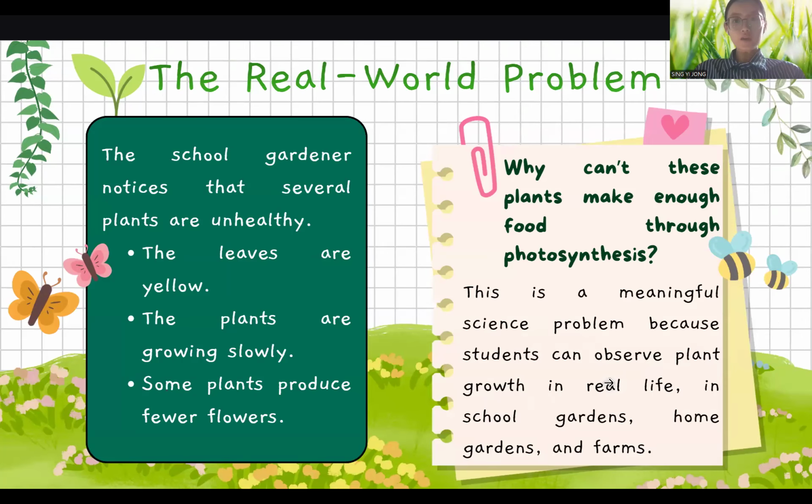I chose this problem because it is something students can actually observe in real life, whether in a school garden, a home garden, or a nearby farm. This makes the learning feel relevant rather than abstract.